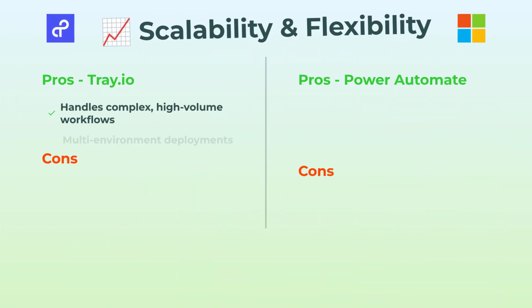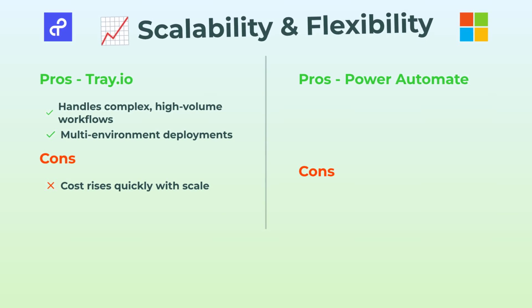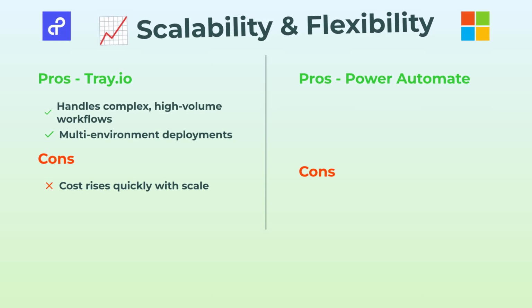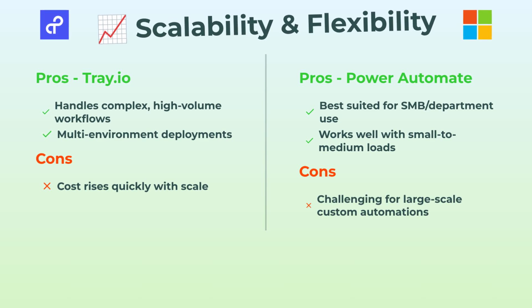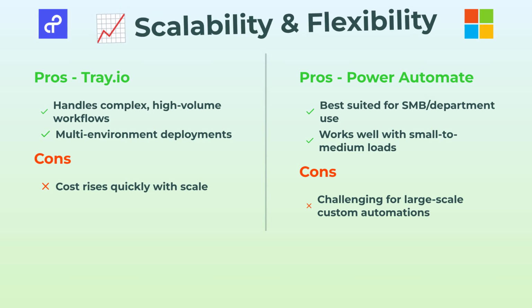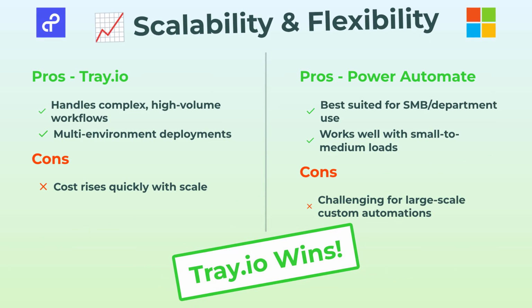Now, let's talk scalability and flexibility. If you're a growing company or just want to go wild with automations, Tray.io has you covered. It just gobbles up complex, high-volume workflows. You get multi-environment deployments, tons of flexibility, but real talk, your costs are going to climb as you scale. Power Automate, meanwhile, is fantastic for small to medium-sized teams, especially if you're mostly running within Microsoft stuff. But if you start building out crazy company-wide automations, well, you might hit some walls. So honestly, Tray.io wins this one for sheer power.